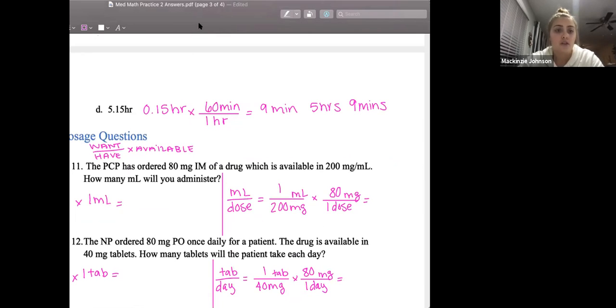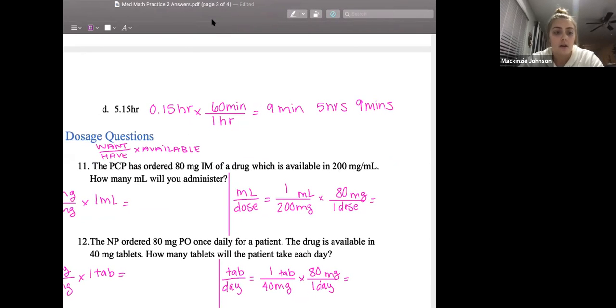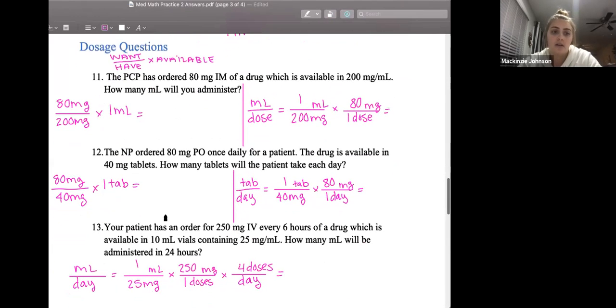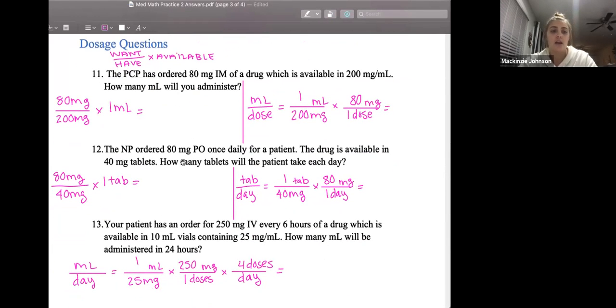Okay, cool. So moving on into a little bit more complex problems, but still they're super easy once you get the hang of them. So it says the PCP, which is the primary care provider, has ordered 80 milligrams IM of a drug, which is available 200 milligrams over 1 milliliter. How many milliliters will you administer? Like this question, if you've never seen it before, can be like, what the heck is it asking?